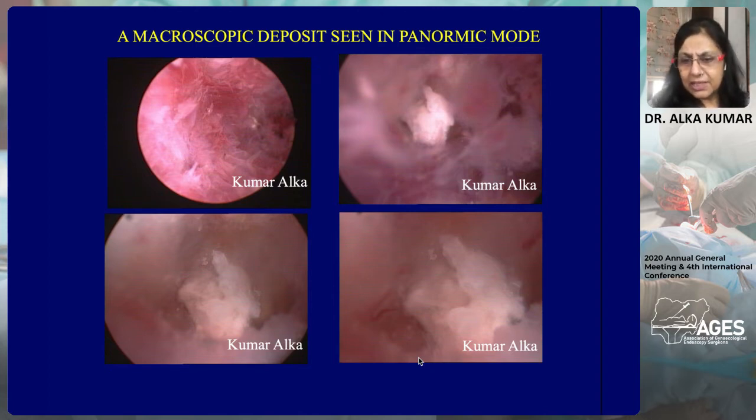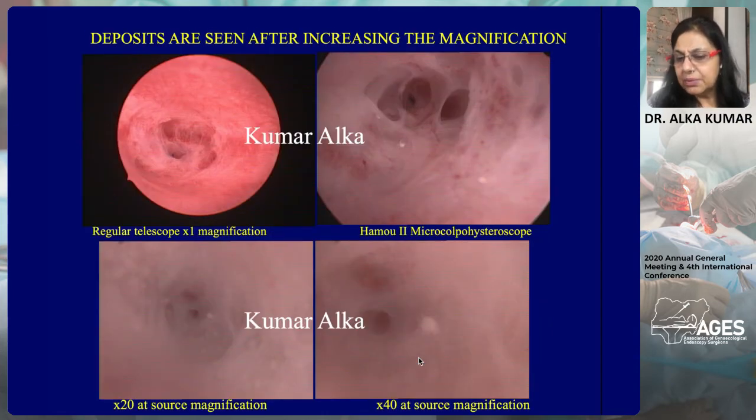and the infection keeps happening over and over again inside the same uterine cavity. So these are macroscopic deposits seen in panoramic view. These are deposits seen after increasing magnification. In this picture you can even see the flimsy adhesion bands, which need to be just snipped open with scissors, and a normal cavity comes up.